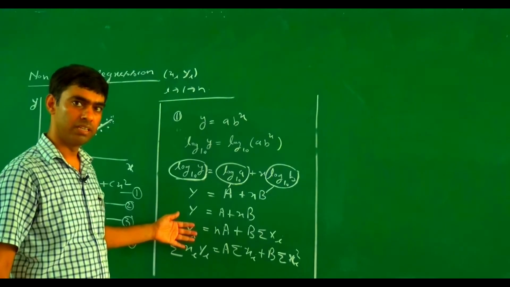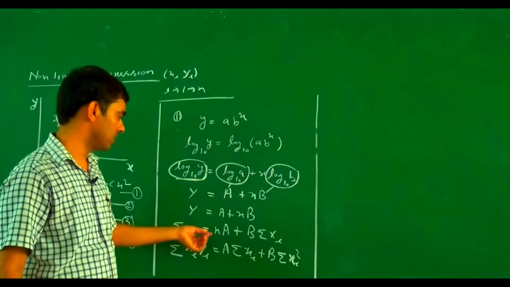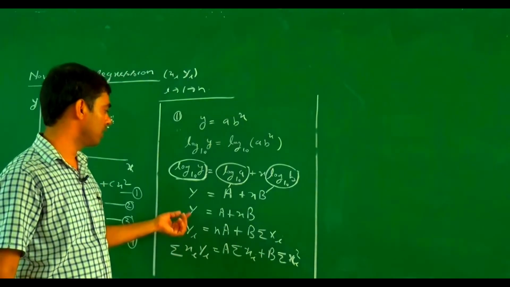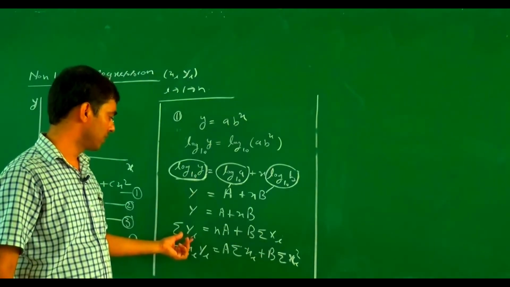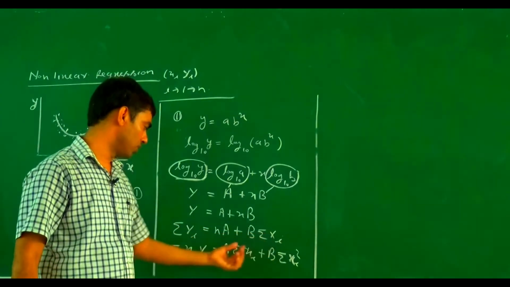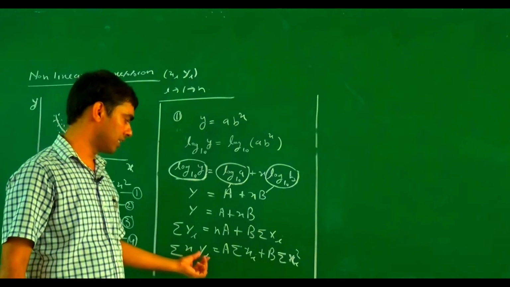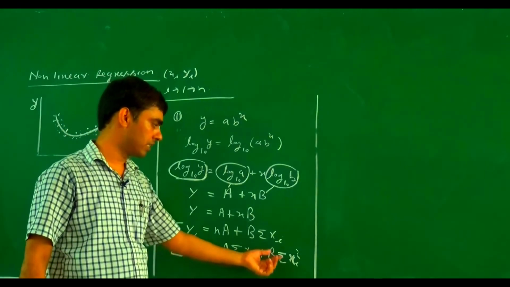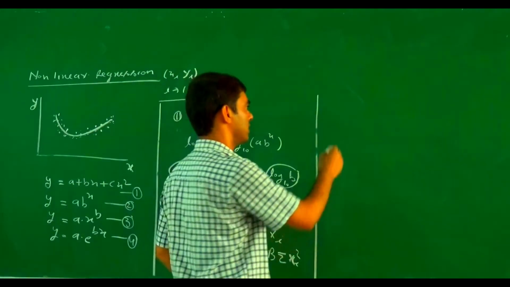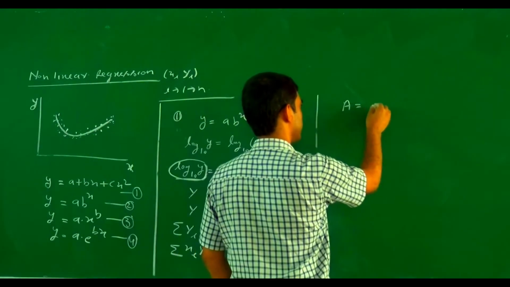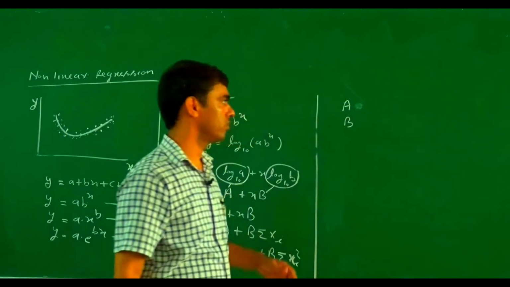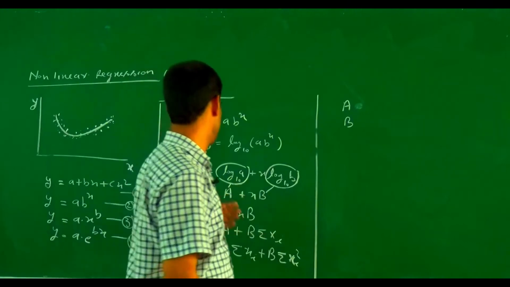This one is a simultaneous equation, meaning two unknowns, A and B. We find the values of the summation of capital Y, the summation of small xi, the summation of xi and capital Y, and the summation of xi square. Then after solving this system of linear equations, we find the value for A and the value for B.